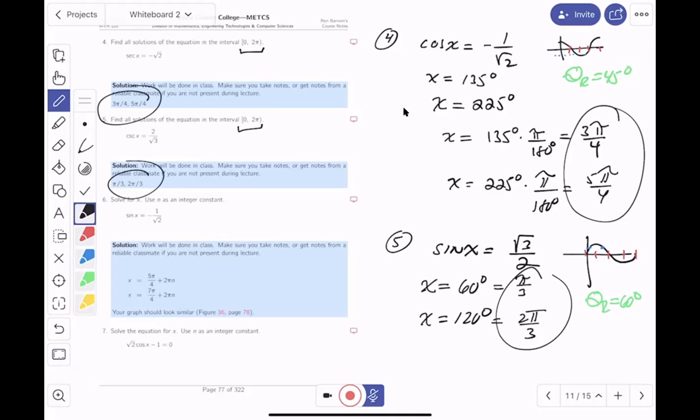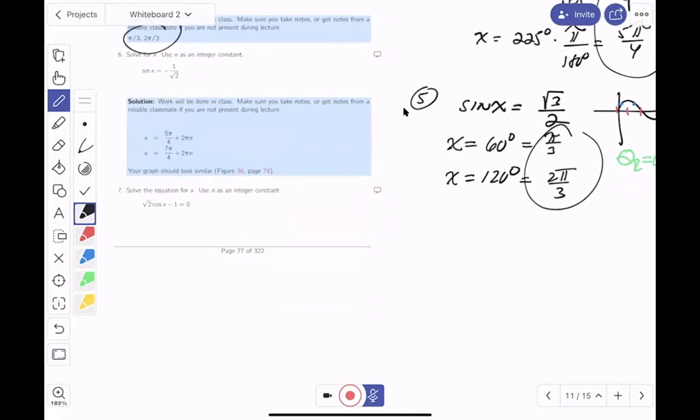All right, let's go to number 6. Number 6 really doesn't look bad, but they've got something strange here. They say n is an integer constant. Put number 6 down.